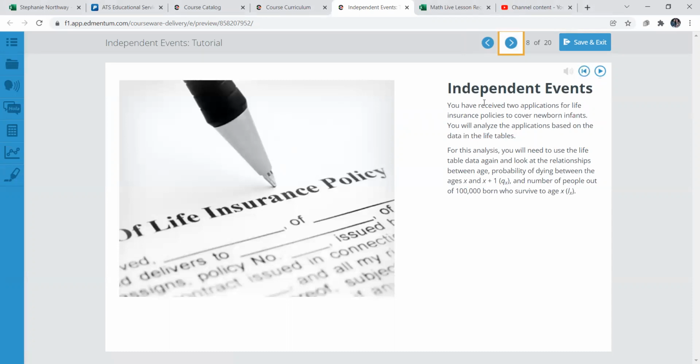So how are events independent of one another? Like what's going on to change it? For this analysis, it says you'll need to use the life table data and look up the relationships between age, probability of dying between the ages of x and x plus 1, qx, and the number of people out of 100,000 born to survive.